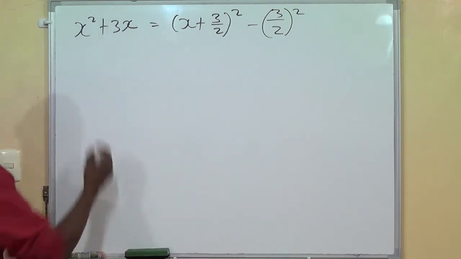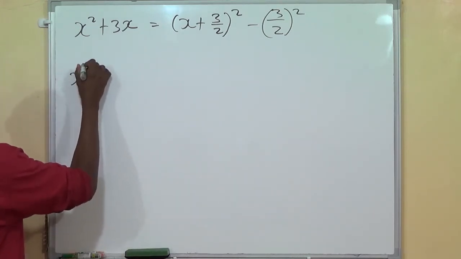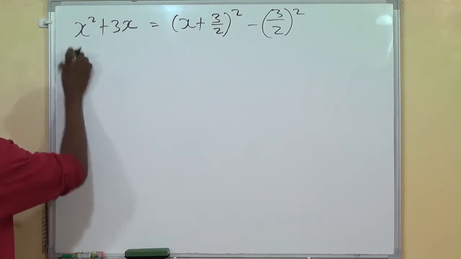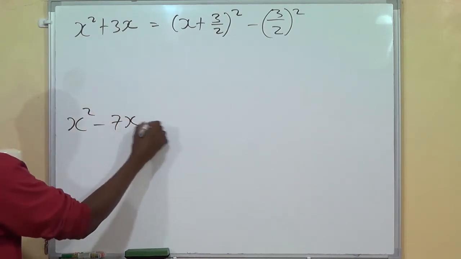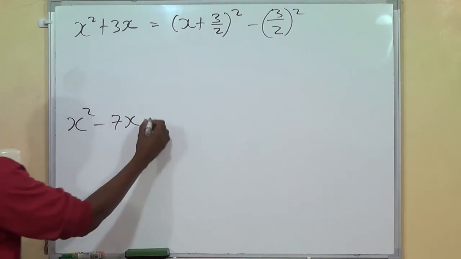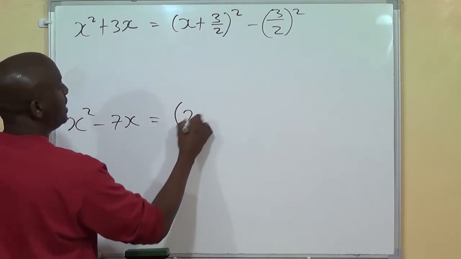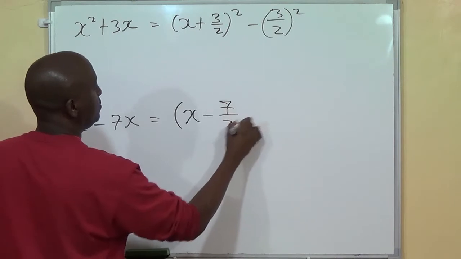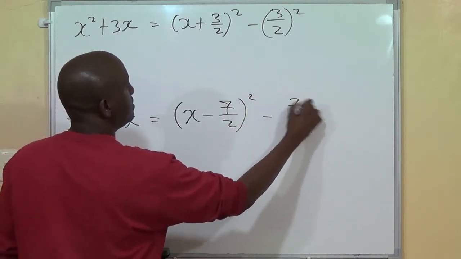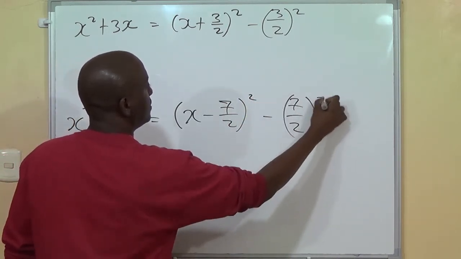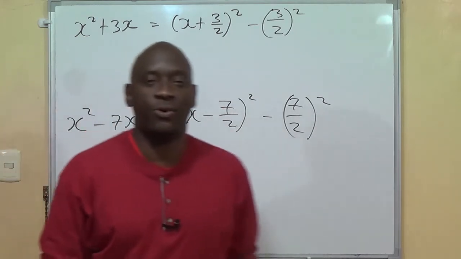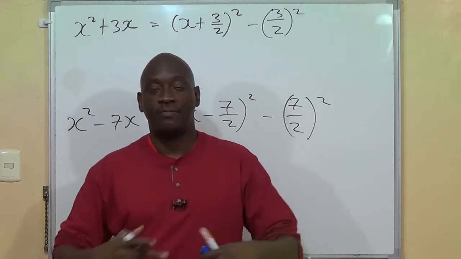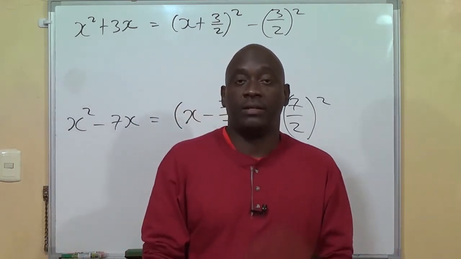By the same token, if we have, let us say, x squared minus 7x, that too could be written in the same way. We could write that as (x minus 7 over 2) squared minus (7 over 2) squared. And so on and so on ad infinitum for any odd coefficient of x.